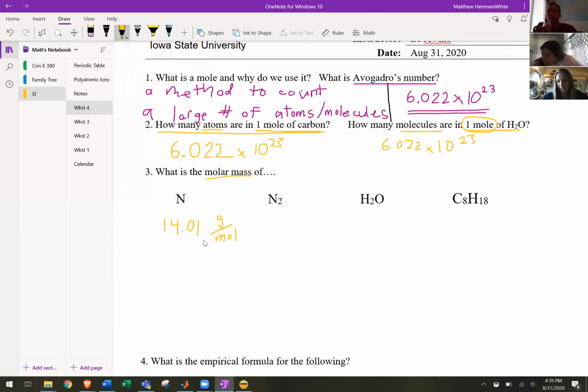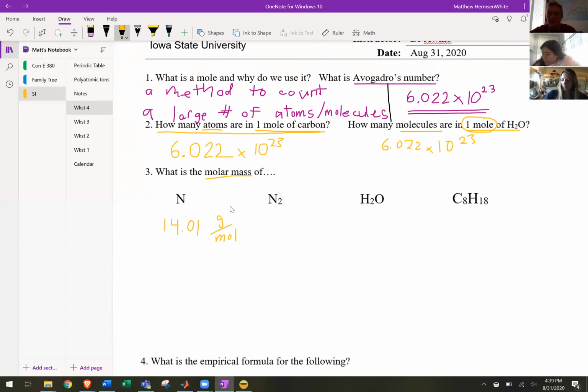14.01 grams per mole. We're literally just going to the periodic table, grabbing the number and writing it down. That's a molar mass. So what I want you guys to do, I'm going to give you a few minutes and try to work through the rest of these here. And just think about it.